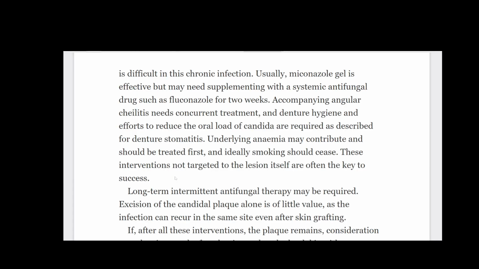Accompanying angular cheilitis needs concurrent treatment, and denture hygiene and efforts to reduce the oral load of Candida are required as described for denture stomatitis. Underlying anemia may contribute and should be treated first, and ideally smoking should cease. These interventions not targeted to the lesion itself are often the key to success. Long-term intermittent antifungal therapy may be required.